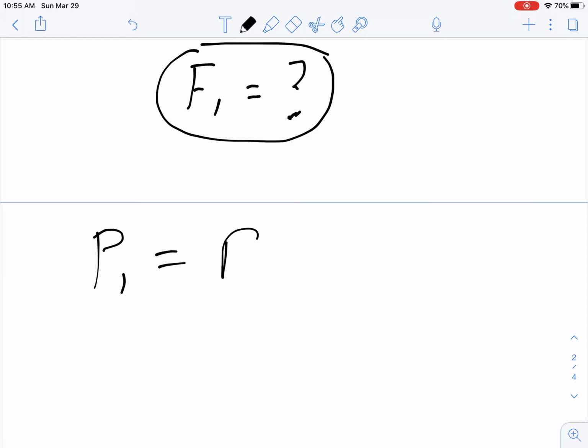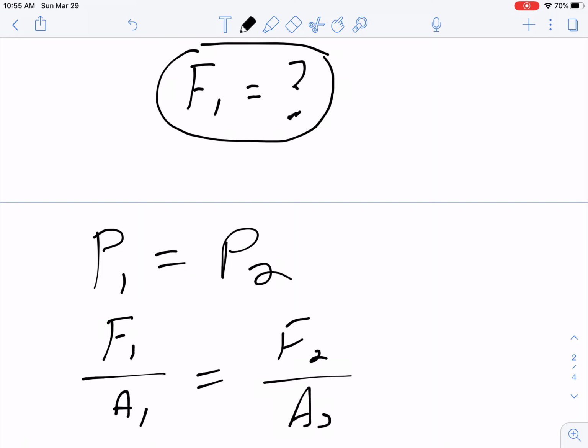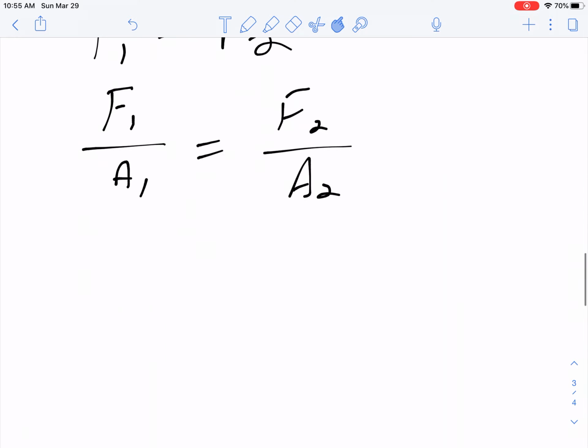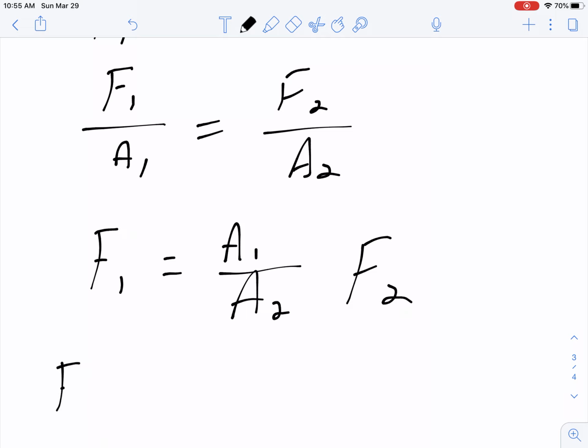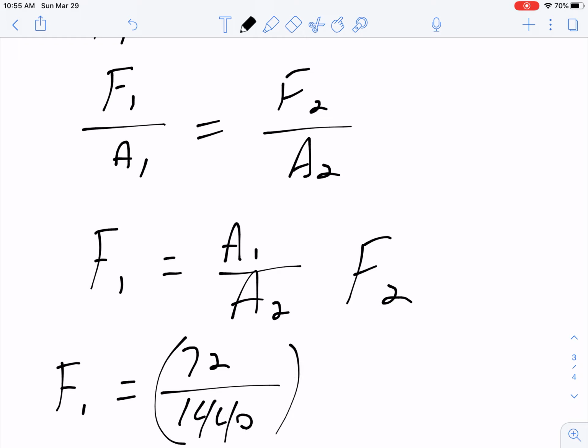Pressure 1 equals pressure 2. It's a contained fluid, so Pascal applies. Pressure 1 is force per area. Pressure 2 is force per area. Okay. Scroll some more. Force 1 is going to be area 1 divided by area 2 times force 2. So force 1 is going to be area 1 divided by area 2, all of that times force 2, which was 1,600 newtons.